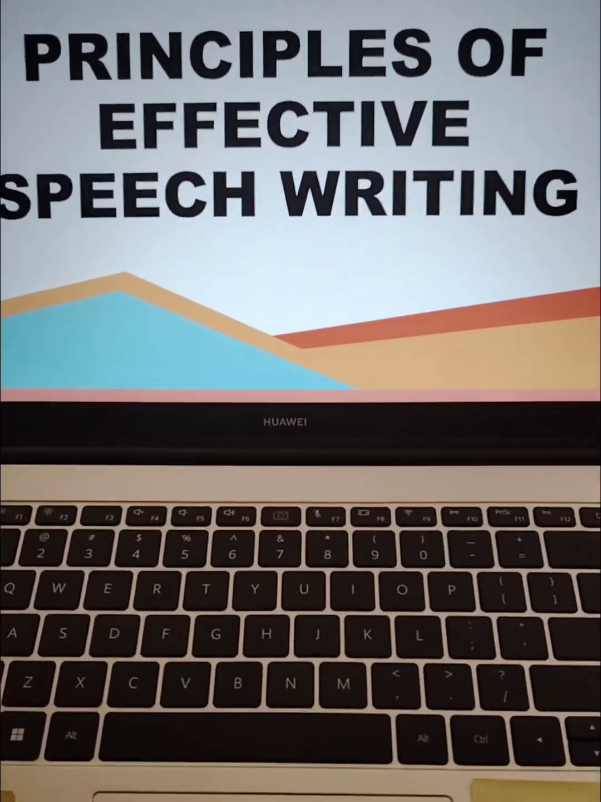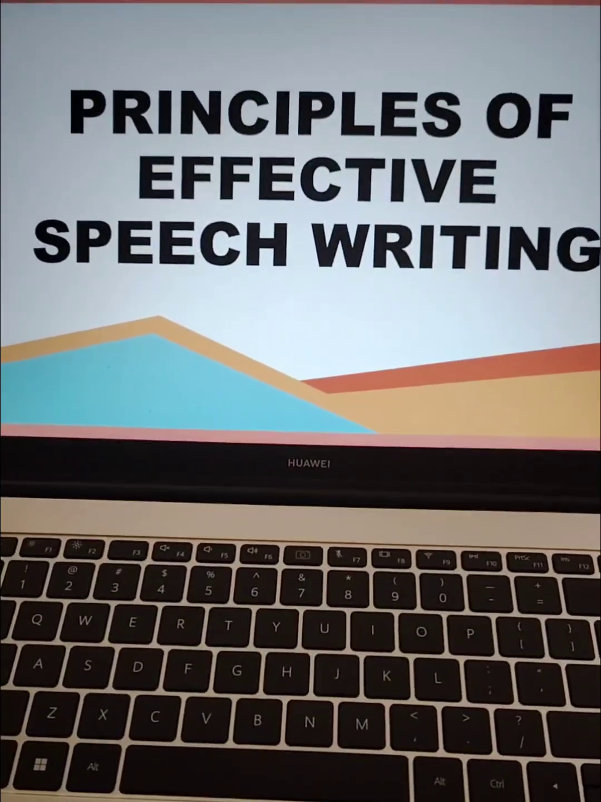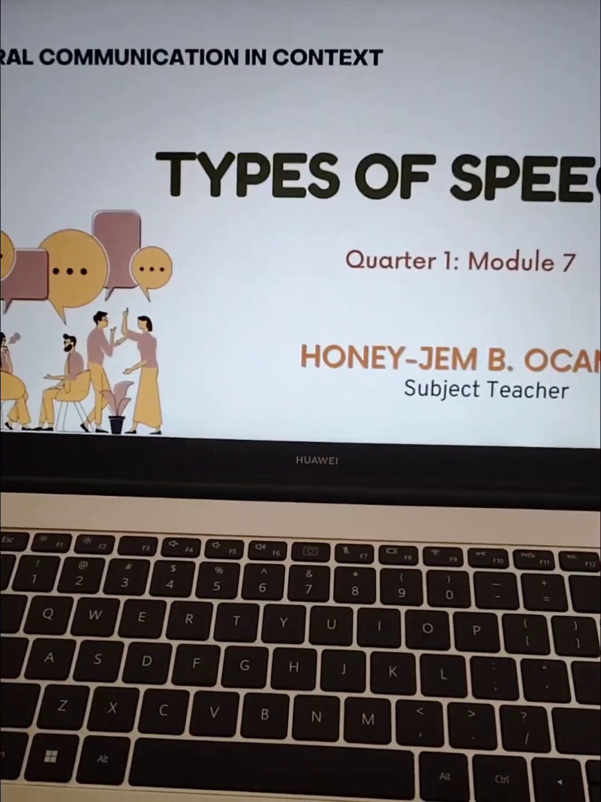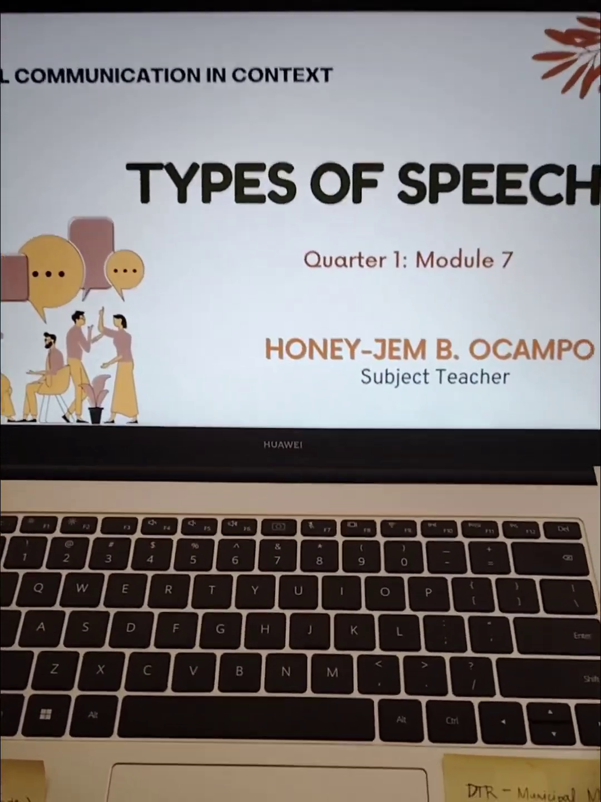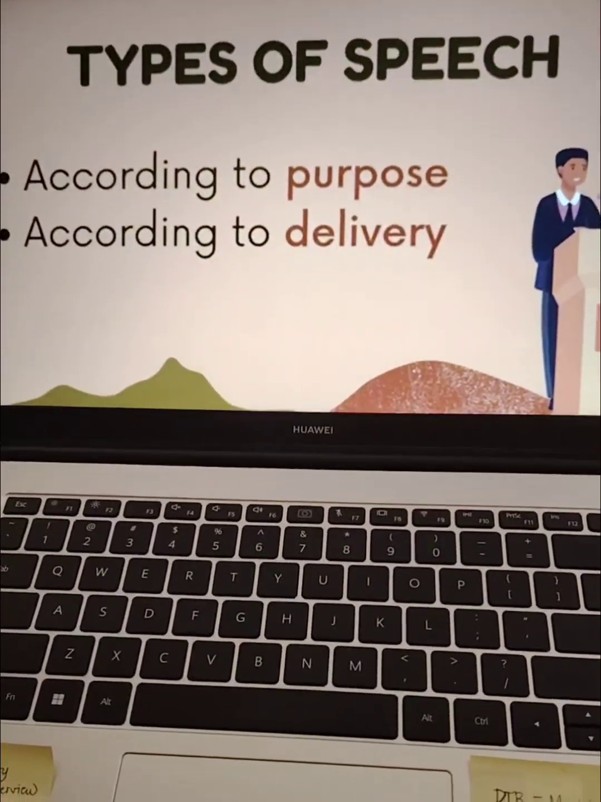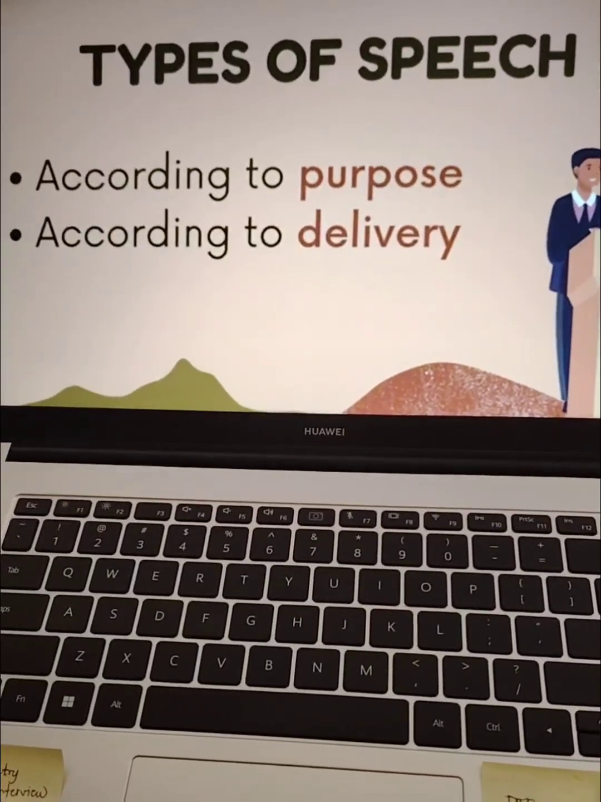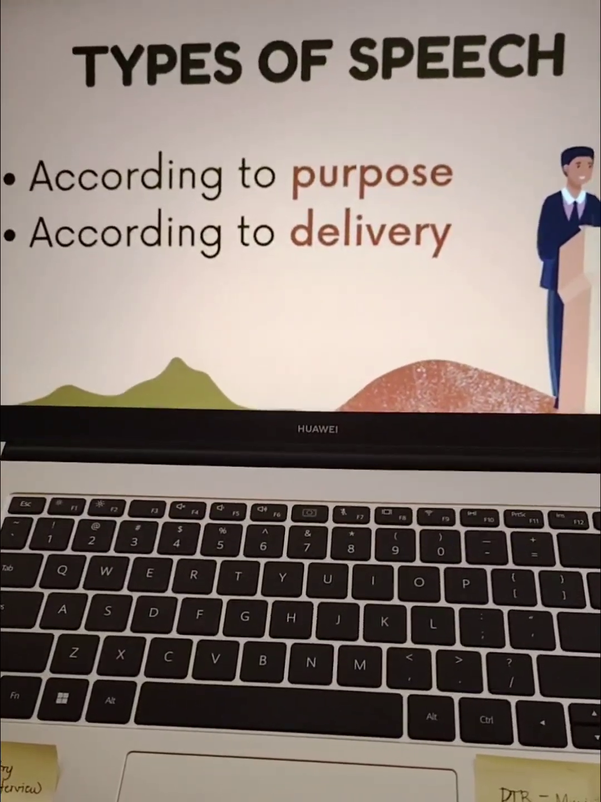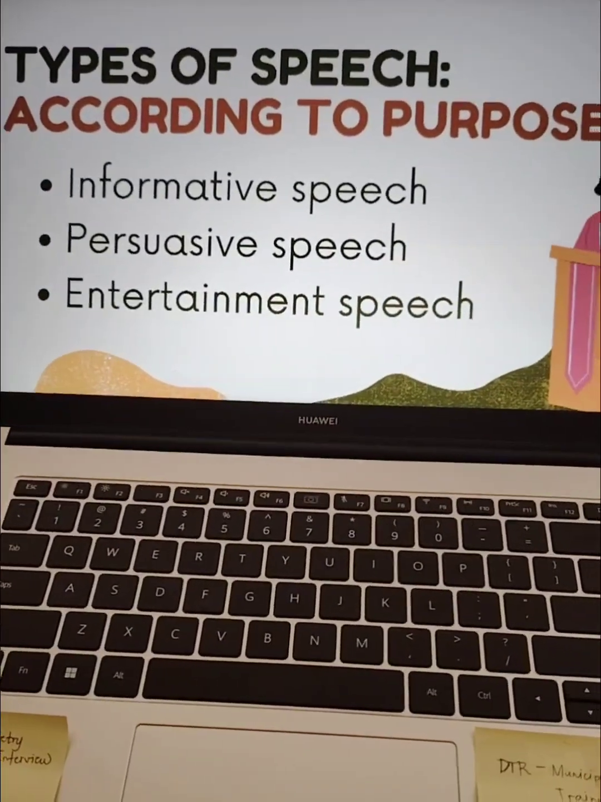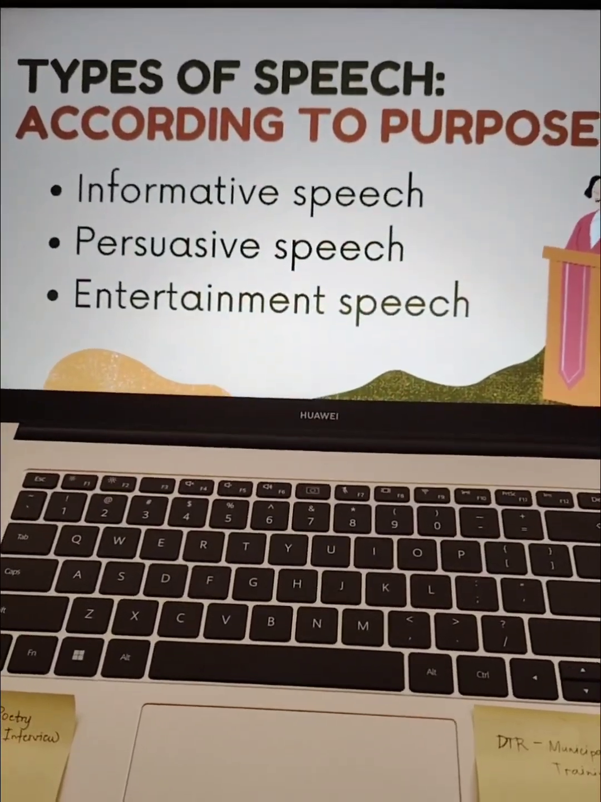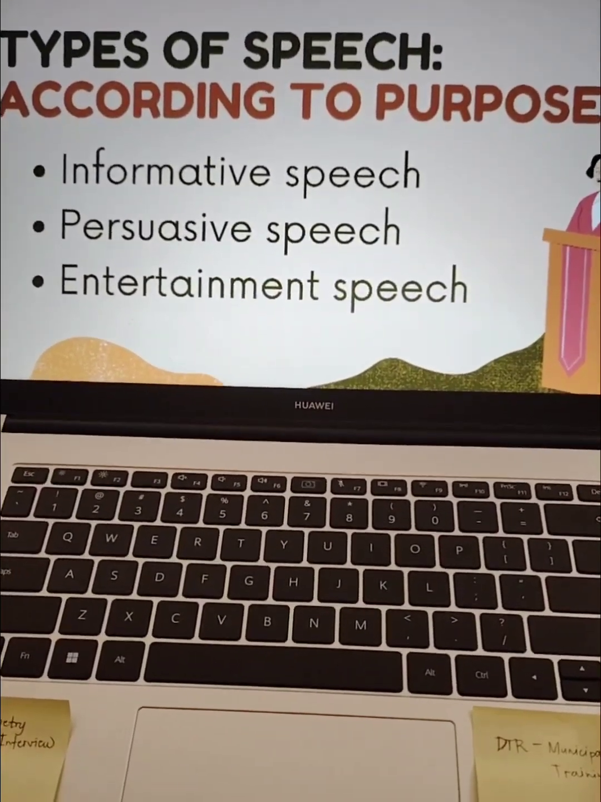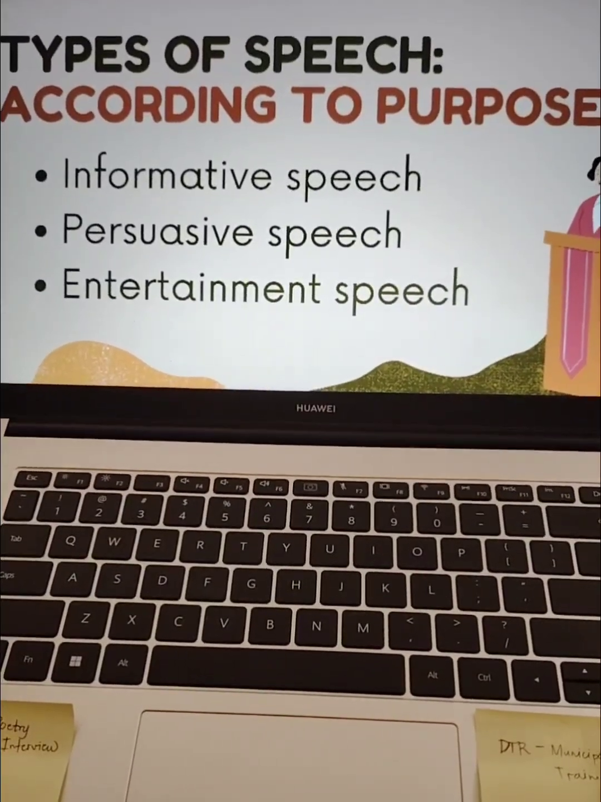Good morning, everyone. So, we will just continue discussing the principles of effective speech writing. Previously, we have tackled the types of speech, which are classified into two major types: according to purpose and according to delivery. We have discussed that when we say types of speech according to purpose, we have informative speech, which intends to inform the audience, to give or provide knowledge.